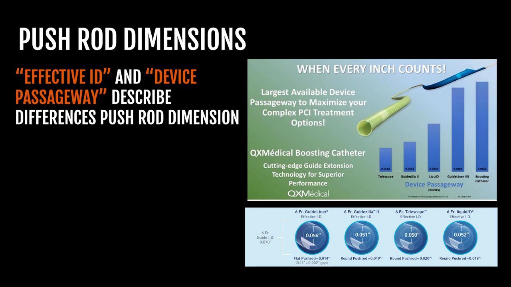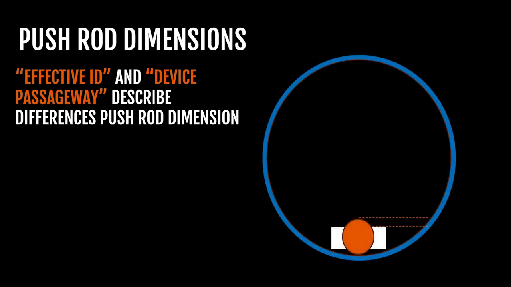Push rod dimensions. You may hear different terms such as effective ID and device passageway, which are marketing terms used by other companies to describe the differences in push rod dimensions. Some graphics are shown here. What these graphics are attempting to describe is the difference between a flat push rod and a round push rod in the proximal portion of the extension.